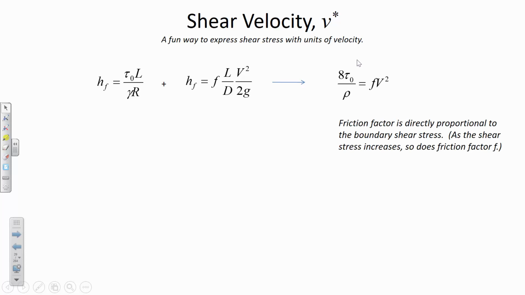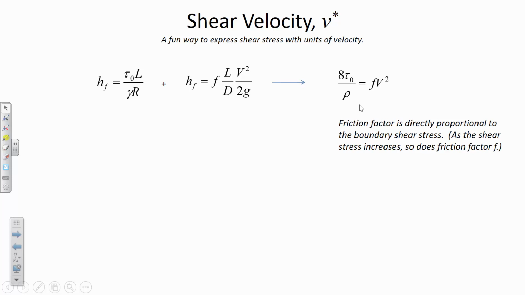And what this relationship tells us is that the friction factor is directly proportional to the boundary shear stress. So in other words, if the shear stress goes up, then so does the friction factor. And that makes sense, because what's causing the shear stress is just a natural resistance to flow. And so by increasing the velocity through the pipe, the shear stress that's resisting the fluid movement increases.